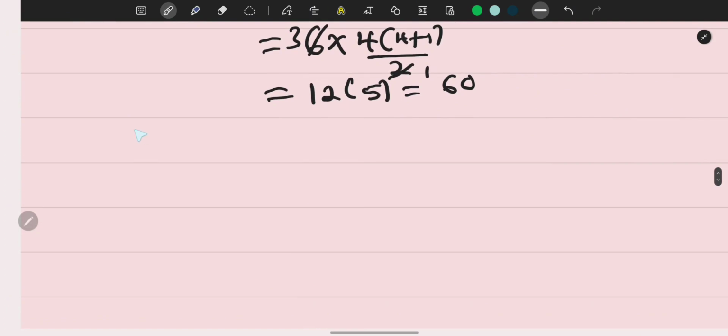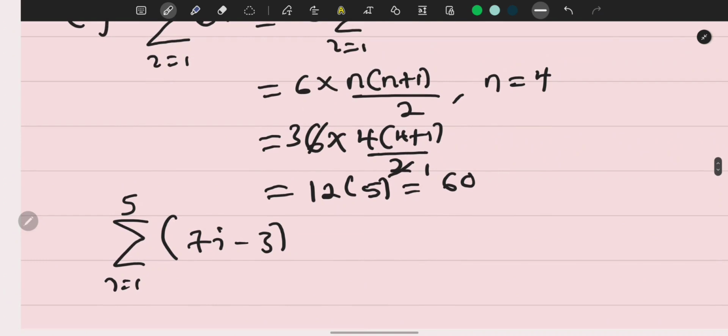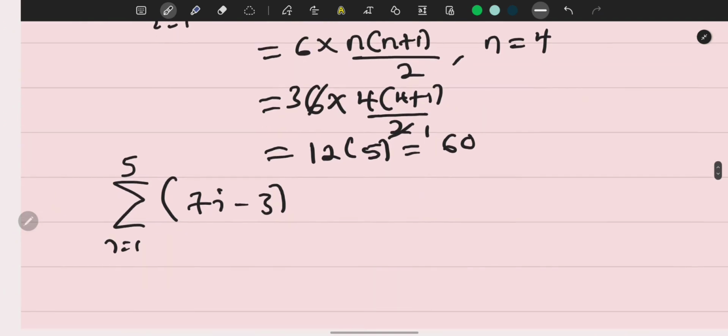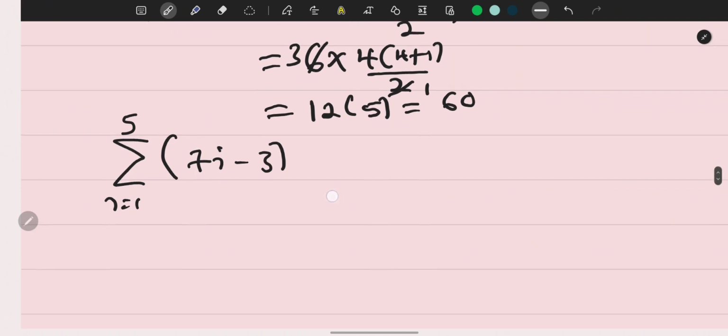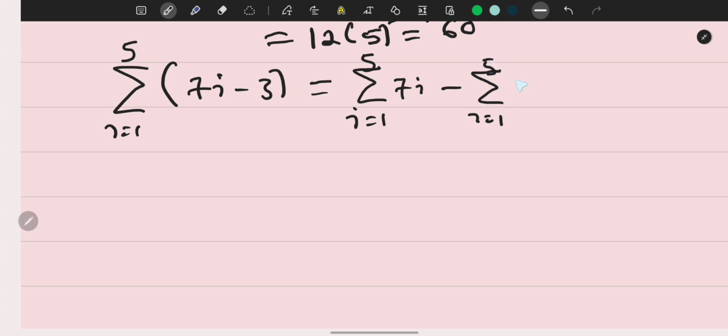Okay, what if you have something like this? Let's say i equals 1 to 5, then let's say we have 7i minus 3. So this example is a combination of the first and the second formula we considered. So we're going to make use of the first formula and the second formula to solve this question. So the first thing to do here is to split what you have here by rewriting it in terms of i equals 1 to 5, 7i, then minus i from 1 to 5, then 3.